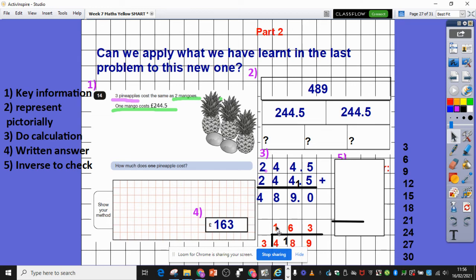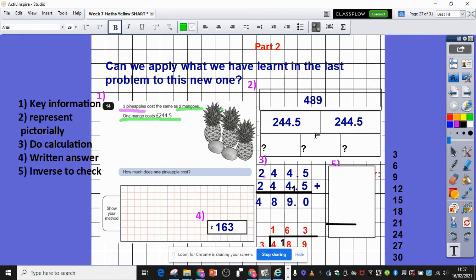3 goes into 4 once, with 1 left over. 3 goes into 18 6, and 3 goes into 9 3 times. So I know that each one of my pineapples costs £163. These are very expensive fruits, aren't they?